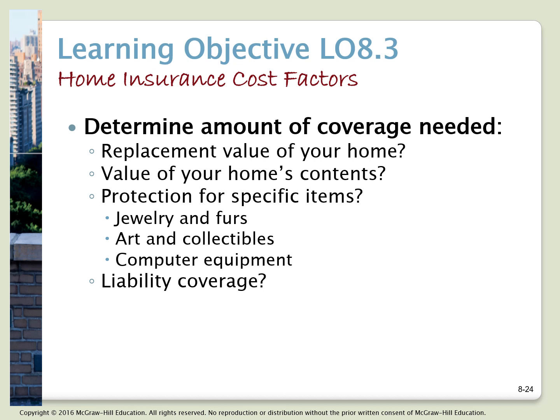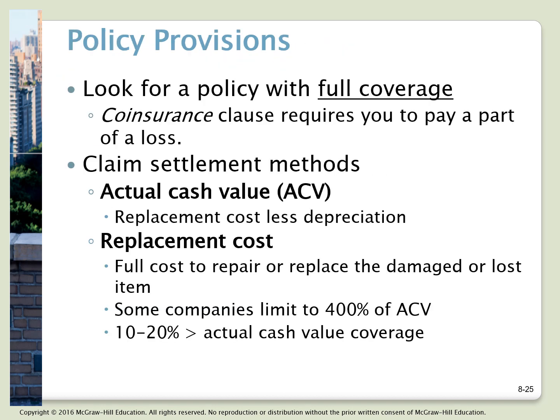Determine the amount of coverage needed. You want the replacement value for your home, so you might have a 30-year-old home that cost $100,000 30 years ago, but the replacement cost for that same size home might be $300,000 today. So it's making you whole. It's replacing the home, if you will. Then there's the value of your home's contents, and again, those specific high value items that you want to identify for your insurance purposes, jewelry, furs, etc., and also liability coverage that we talked about before, which is covered under that umbrella policy that we had mentioned.